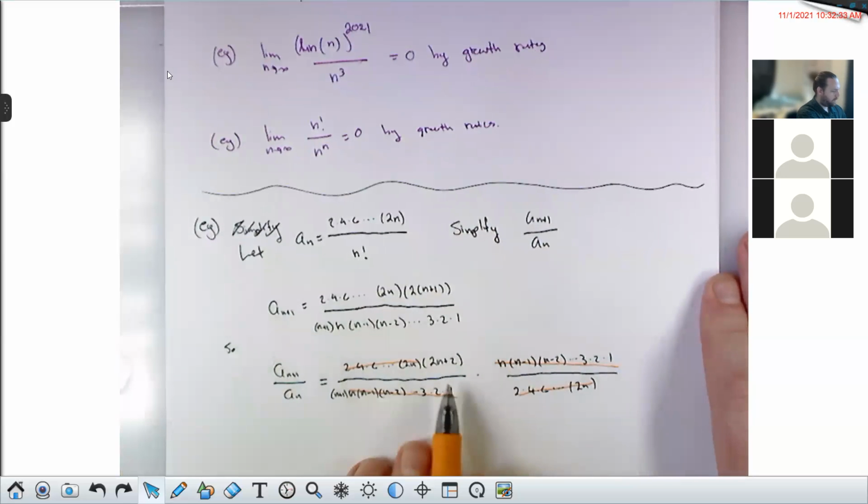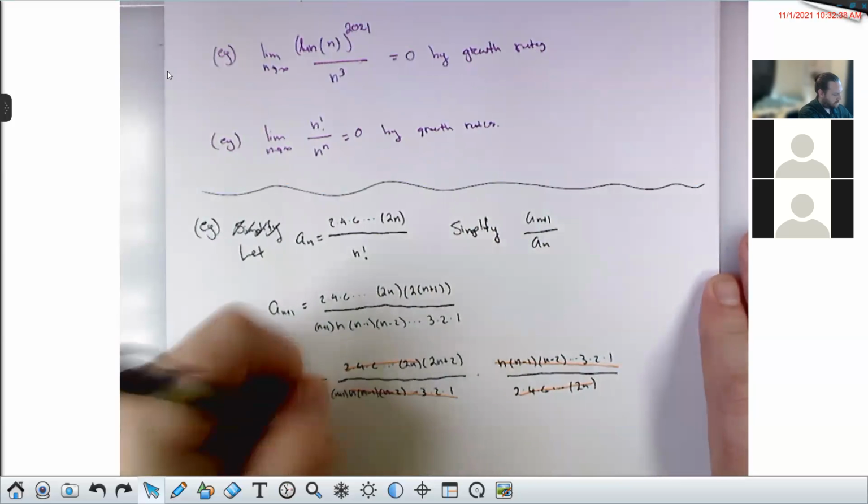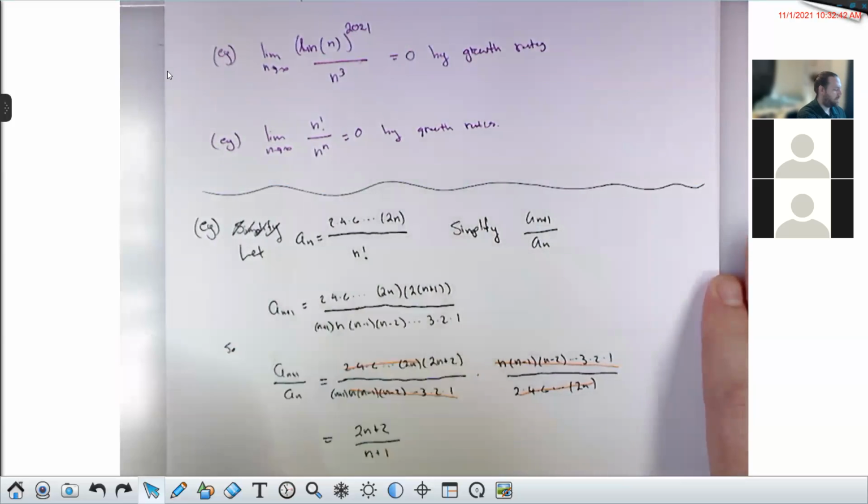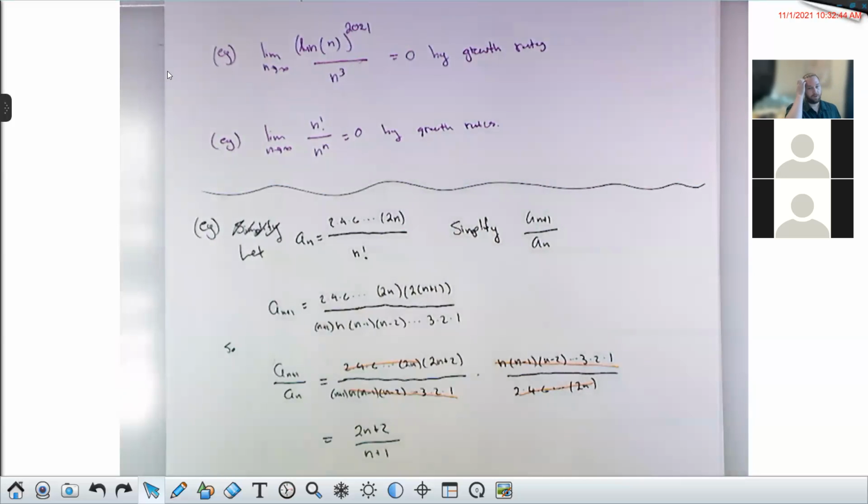And you get (2n+2)/(n+1). So this is something that could show up in a ratio test. If we had the sum of this thing, then the object you would take the limit of for the ratio test would be this, which is this.